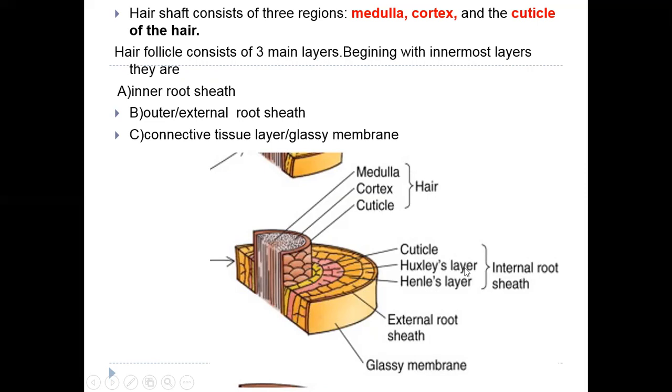Now the layers of inner root sheath are cuticle, Huxley's layer, Henle's layer. Then you have external root sheath and the glassy membrane. So these are the layers of hair, the hair shaft and the follicle.